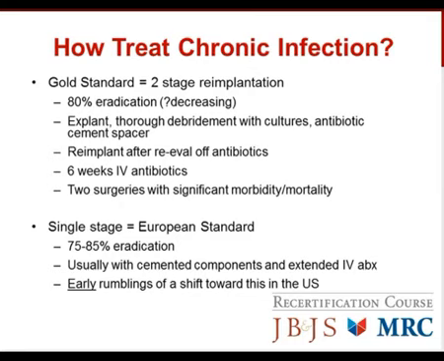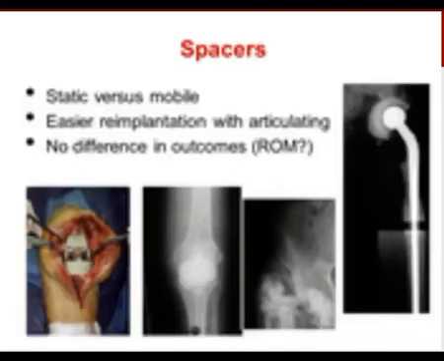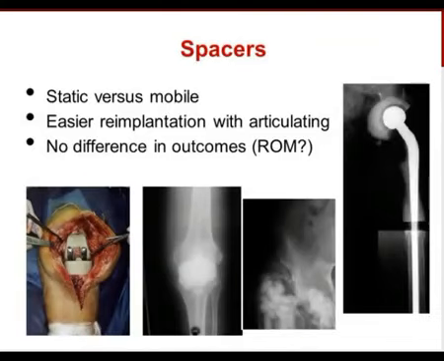Single-stage revision for infection, for chronic infection, is really the European standard. They do it more frequently than we do. I think there's some move to this in the United States, but at the moment a two-stage revision remains the gold standard. When it comes to spacers, whether it be in the hip or the knee, there's very little difference between a static or a mobile spacer.